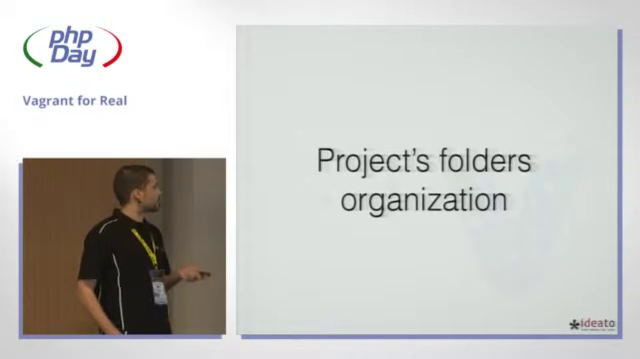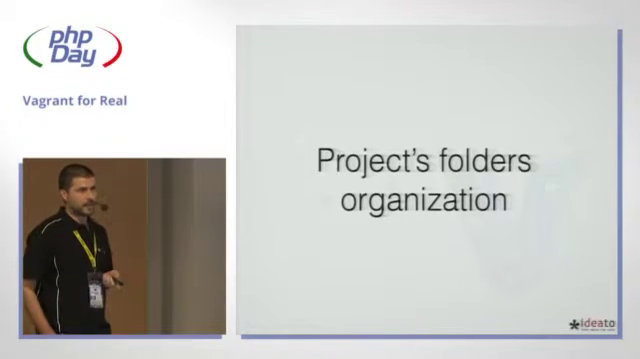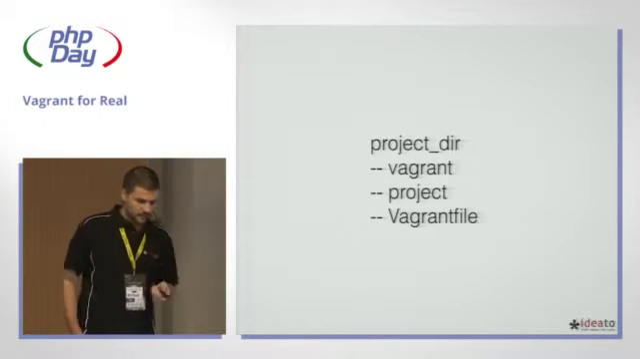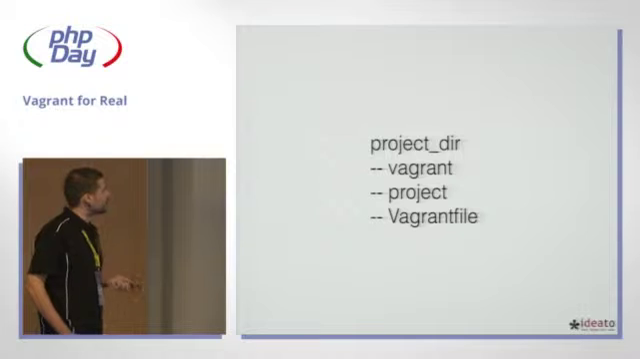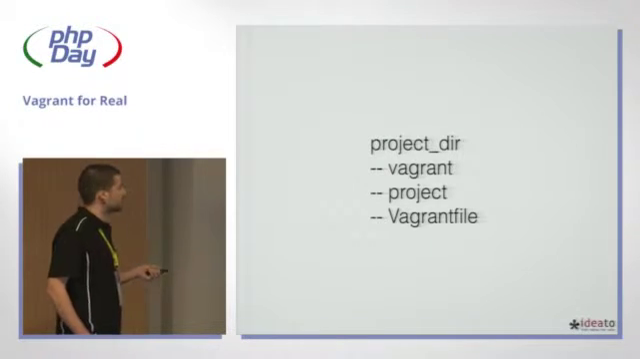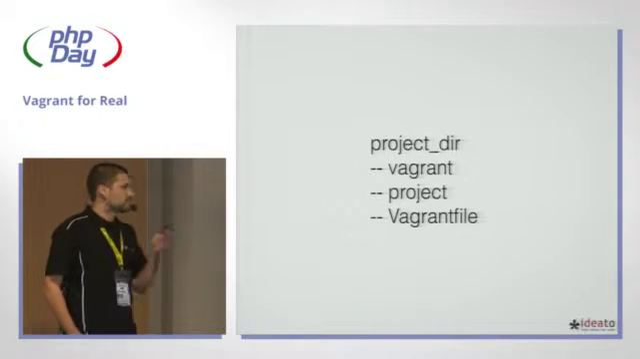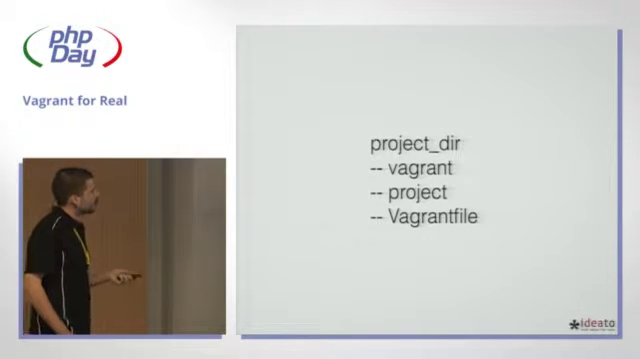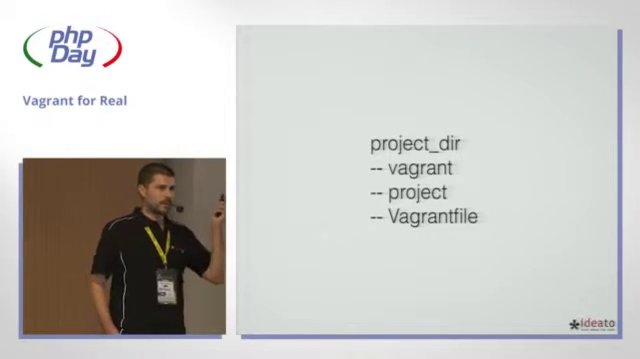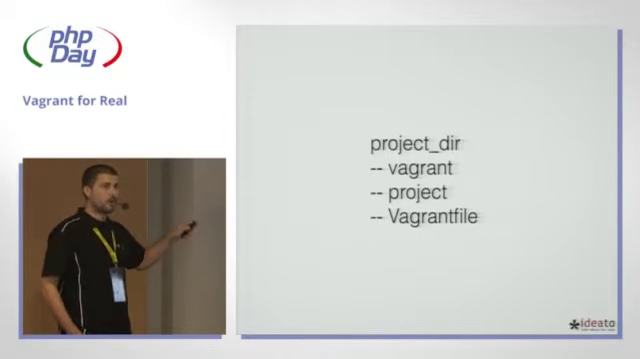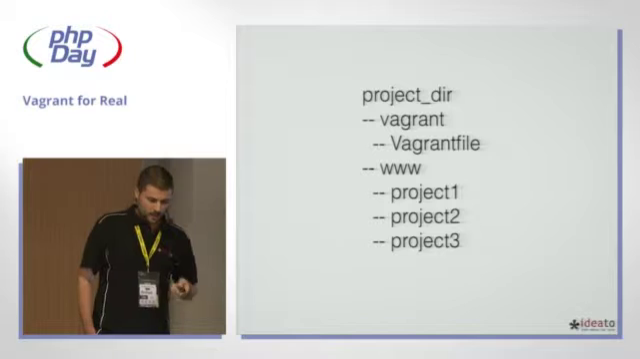Project folders organization. We mainly suggest two ways of organizing your project when you use Vagrant. The first: you have a project directory, a Vagrantfile in the root of the project directory, another directory that contains, for example, all the project or source code, and a directory that contains all the Vagrant stuff. Vagrant should share only the project directory.